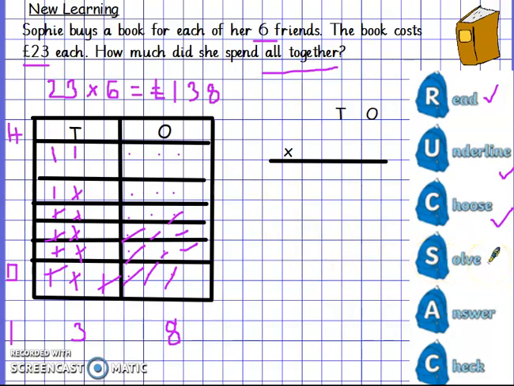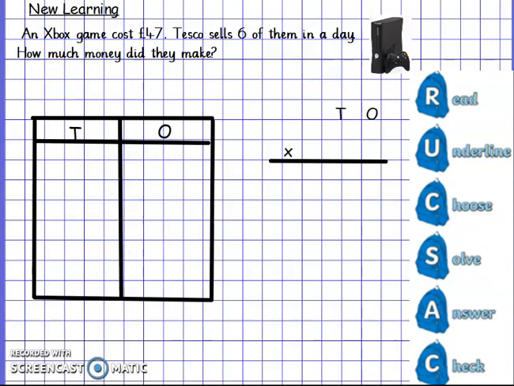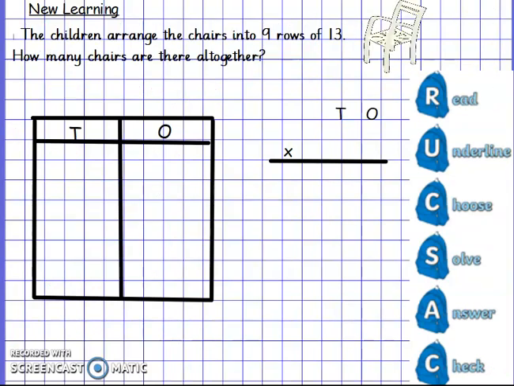I'll just tick off my rucksack. So we've solved it, we've answered it, and we've checked that makes sense. Let's have a look at this one. The children arranged their chairs into 9 rows of 13. How many chairs is that altogether? I've read the question. Now I need to underline the key words. We've got 9 rows and 13 chairs.